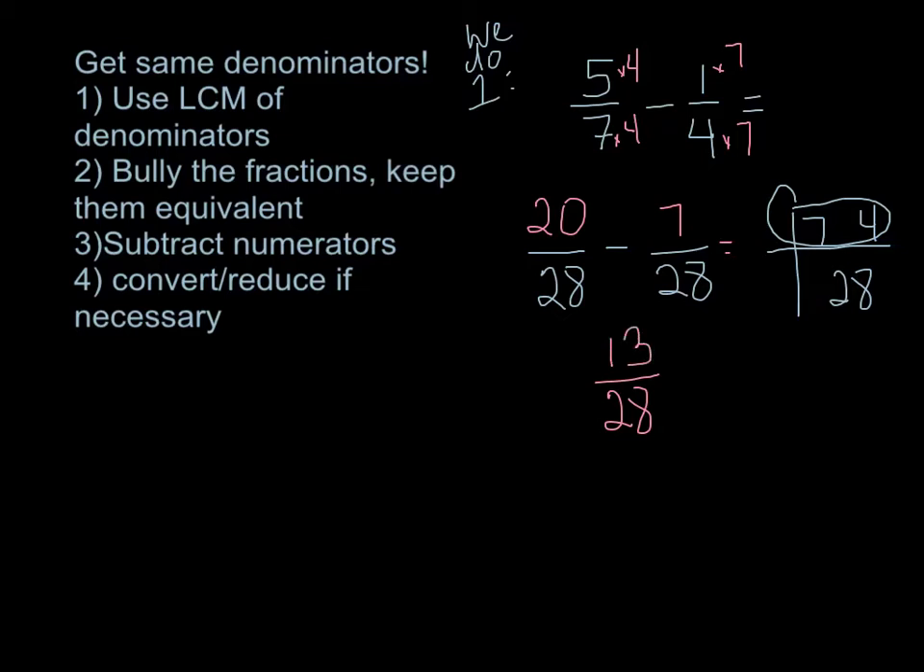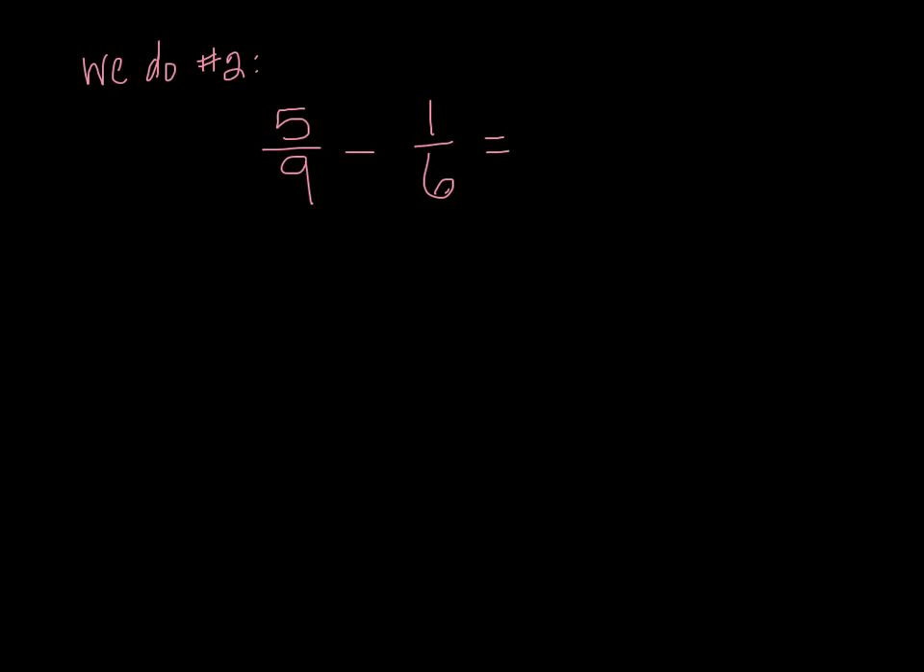Last step I need to do, convert if I need to. Well, convert means it's improper and I need to make it mixed. But this is not an improper fraction. This is a proper fraction. It's a right side up snowman, so he's fine. No need to convert. Reduce if I can. Well, 13 is prime, and it doesn't go equally into 28, so there's no reduction going to happen on this one either. So this answer is done then. The answer is 13/28.